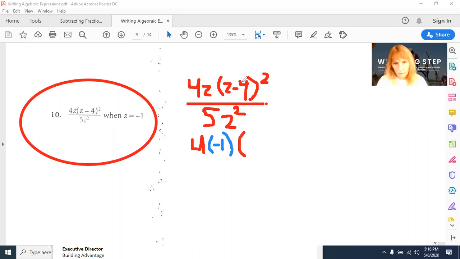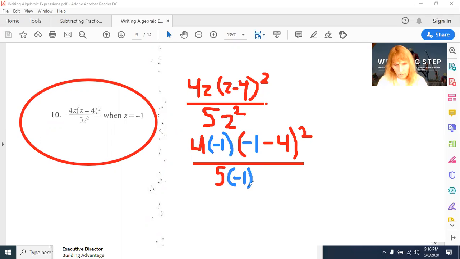Now we got a z again. So that's going to be a -1. Z is -1. And that's going to be minus 4 and squared, right? And all of that is over 5 times z squared. So now we're going to put in our number -1. And that's squared, right?